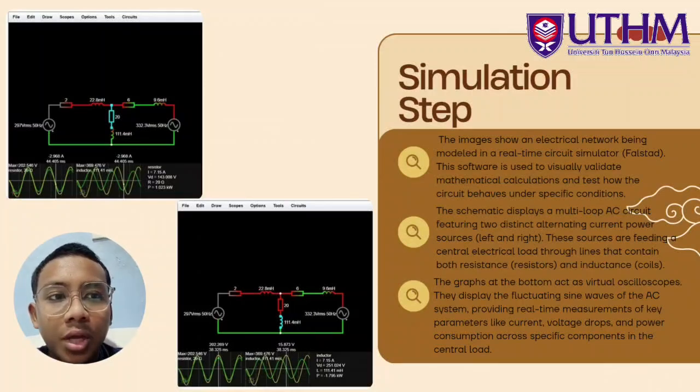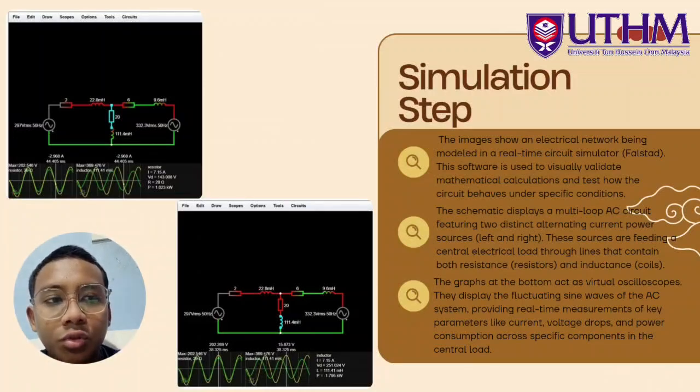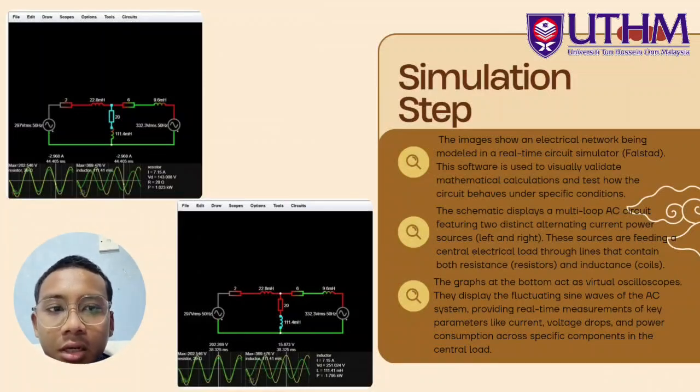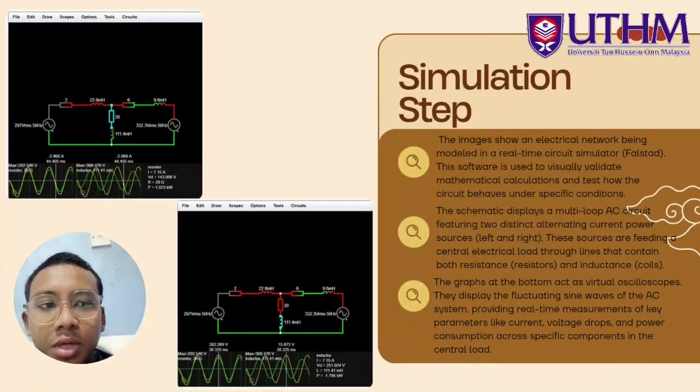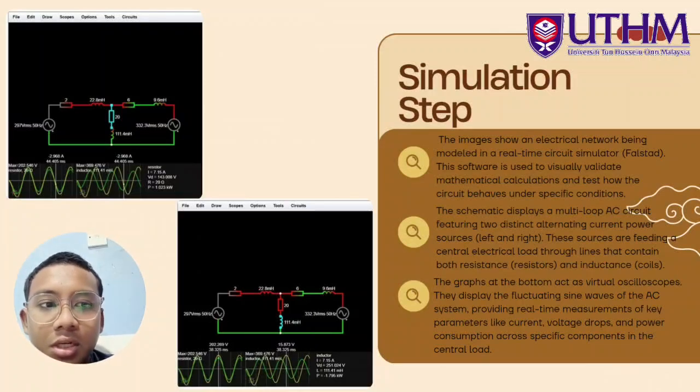Firstly, the image shows an electrical network being modeled in a real-time circuit simulator, Falstad. This software is used to visually validate the mathematical calculation and test how the circuit behaves under specific conditions. Next, the schematic displays a multi-loop AC circuit featuring two distinct alternating current power sources, left and right. These sources are feeding a central electrical load through lines and contain both resistors and inductance or coils.